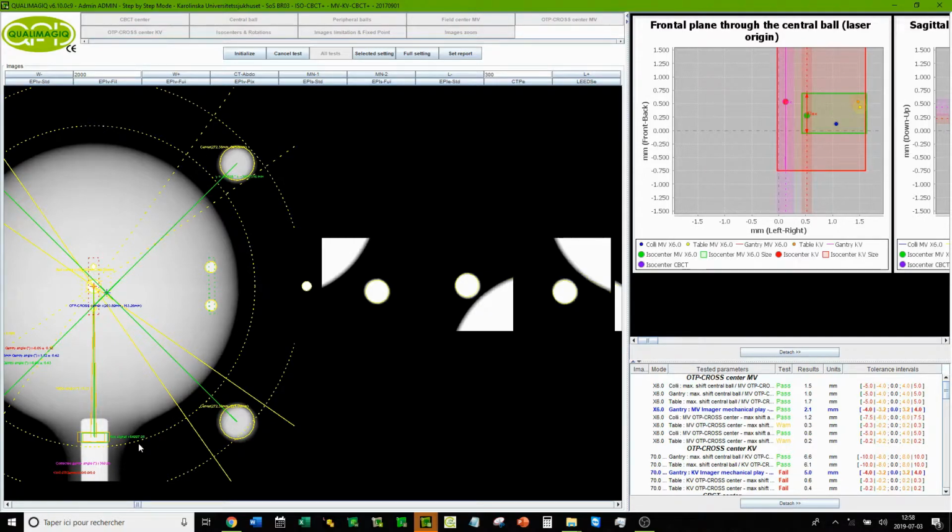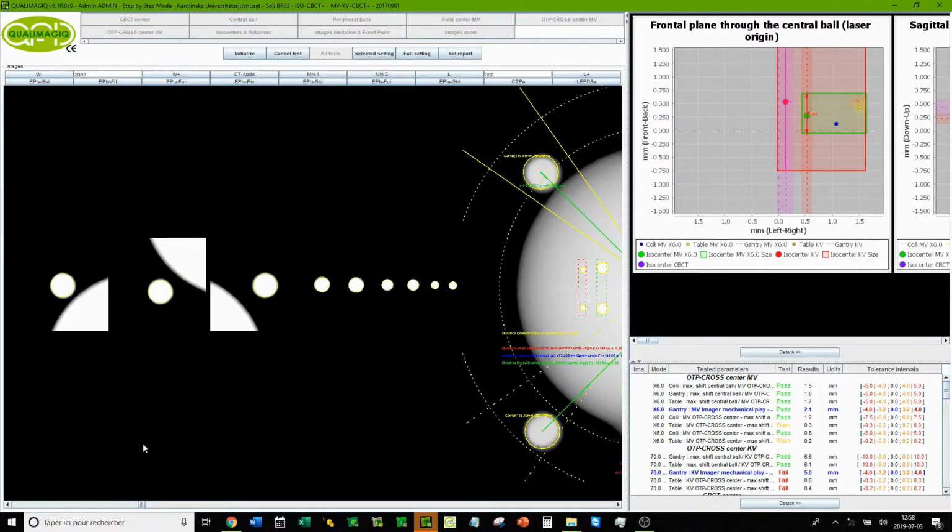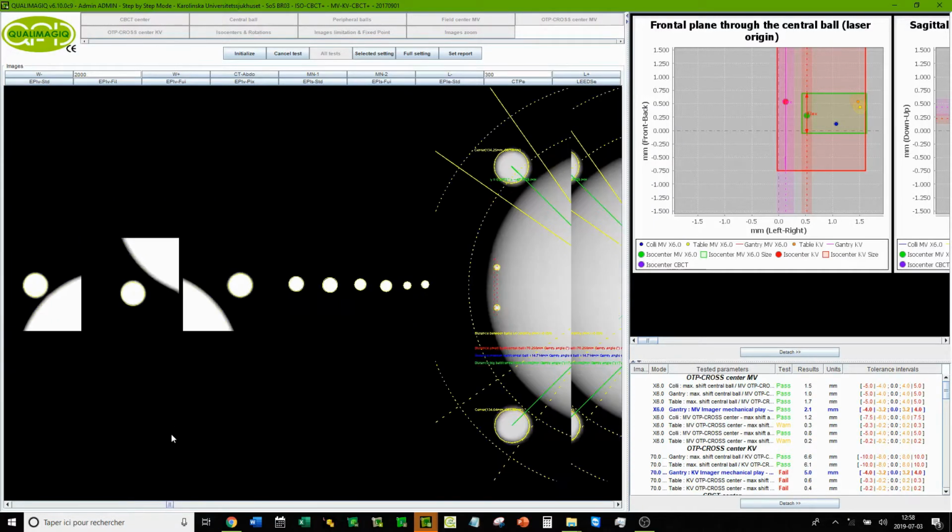So by studying the movement of the central ball relative to a fixed point originating from the source, we can determine the machine's gantry rotation angle. We proceed in the same manner for the collimator and for the couch, and we determine the treatment machine's three rotation axes. We will repeat the above in KV, gantry rotation axis.